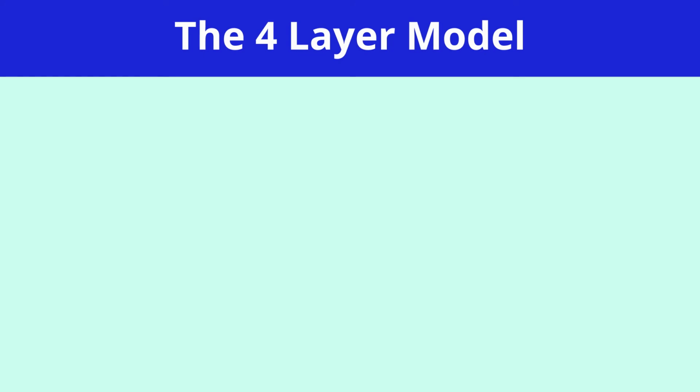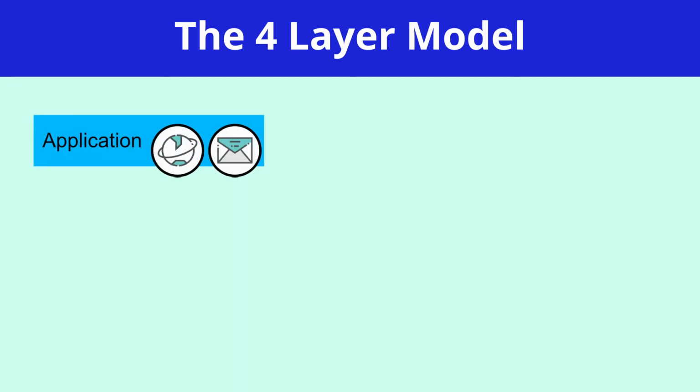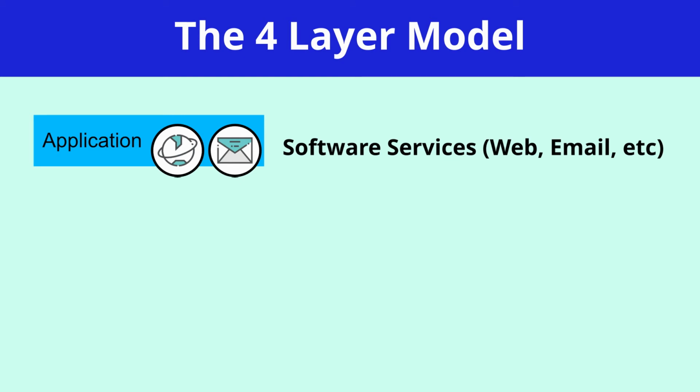Okay, so now that we understand what a protocol is, let's talk about the most common set of protocols, the four-layer model. When we're using our internet applications, our data is passing through at least 4 different layers of protocols. It passes through the application layer, the transport layer, the network layer, and the link layer. Now, the application layer is where we have things like web servers, email, VoIP. This is where the software services that we use exist.